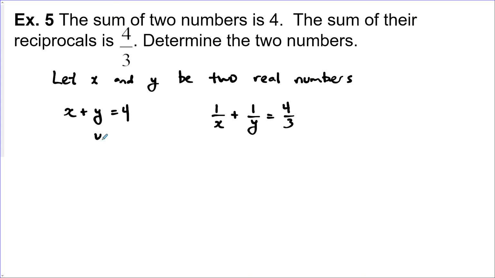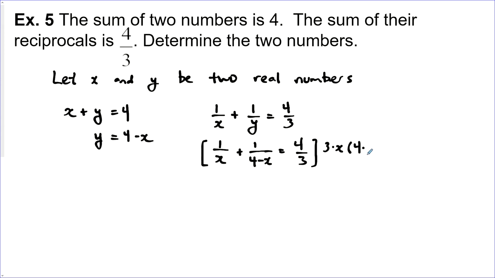Let's sub out y into the second equation. So we have y equals 4 minus x. We'll replace this y with 4 minus x. Next, let's get rid of the denominator in this equation by multiplying by the lowest common denominator. They've got nothing common, unfortunately. So let's multiply by 3x and 4x, 4 minus x.